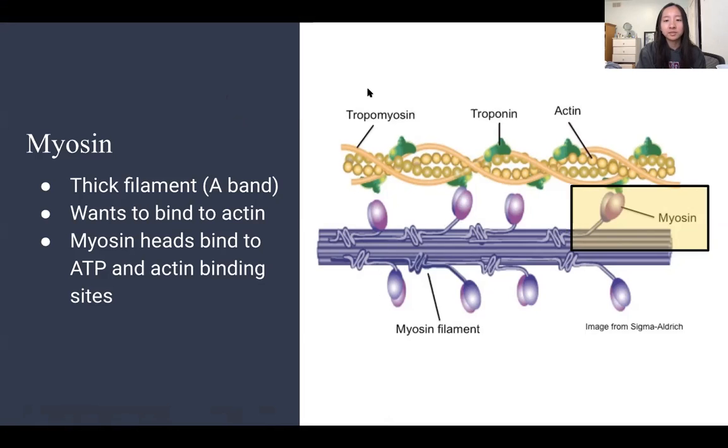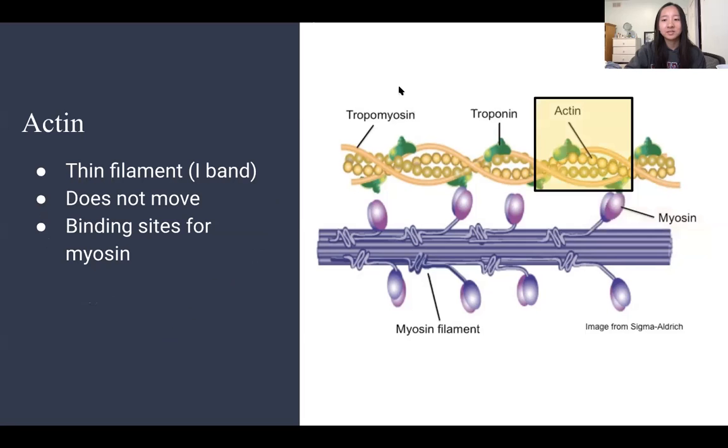And so what myosin does is it wants to bind to actin, and actin we'll be talking about on the next slide, but it binds to the thin filaments. So just know that the myosin heads are what help the thick filament to bind to the thin filament. Okay. So our second contractile protein is called actin. Back to the other slide.